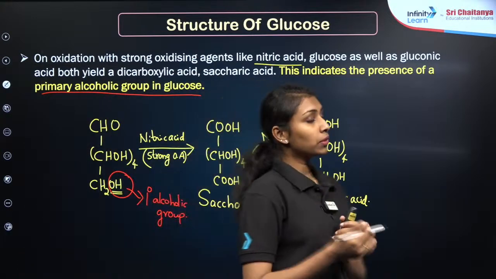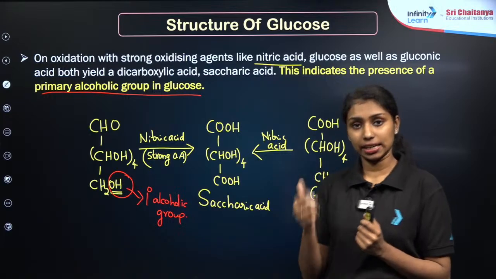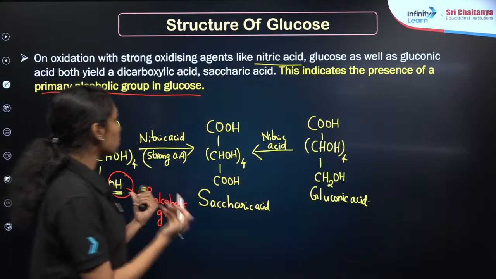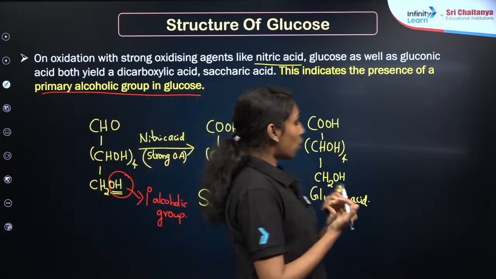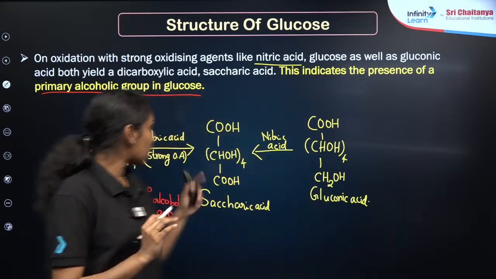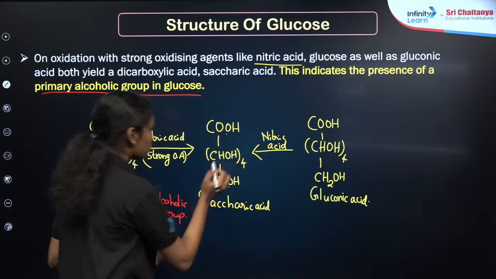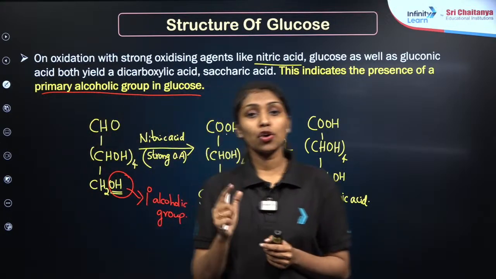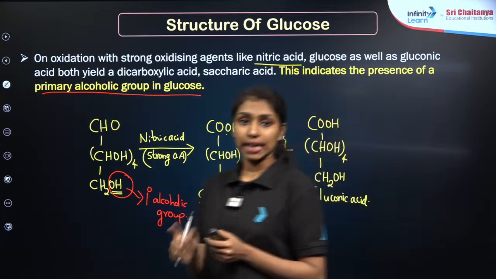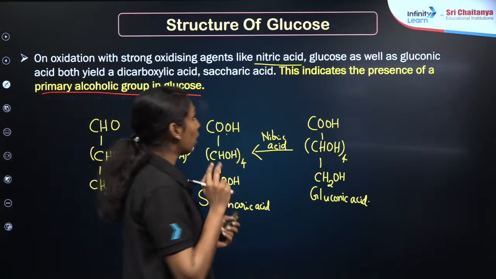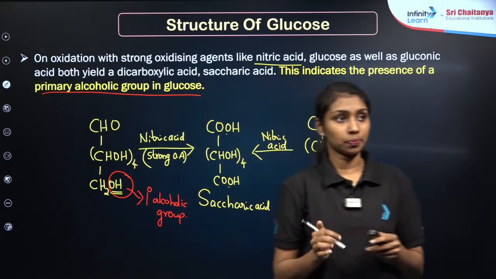So we do the oxidation with nitric acid, which acts as a strong oxidizing agent here. When glucose reacts with a strong oxidizing agent like nitric acid, it forms a dicarboxylic acid, saccharic acid, which indicates that there is a primary alcoholic group in glucose. This is the evidence for the open chain structure of glucose.